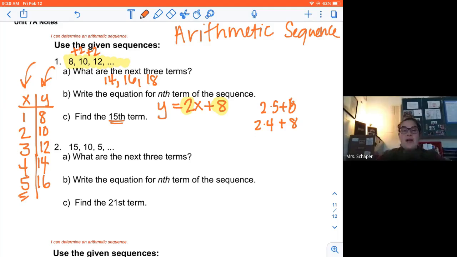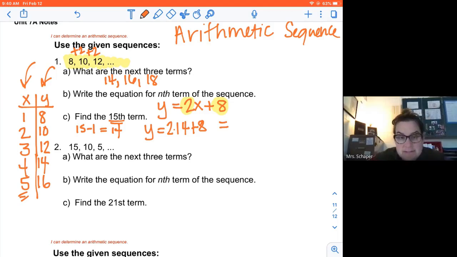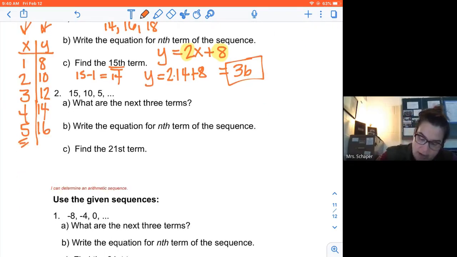So if I want to find the 15th term, I'm going to take 15 minus 1, which is 14, and that's what I'm going to put in for x. So it becomes y equals 2 times 14 plus 8. Okay, I'm going to take 1 less than the term number. So 2 times 14 is 28. 28 plus 8 is 36. The 15th term is going to be 36. Let's look at the next one.